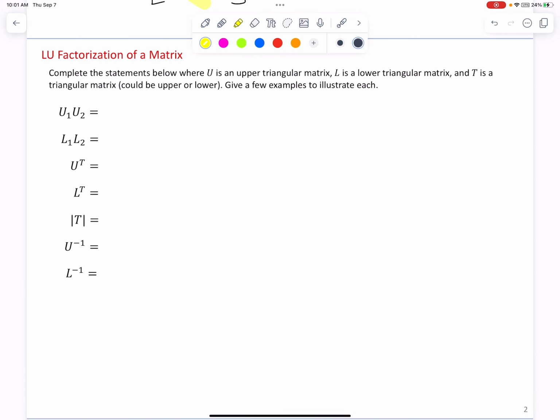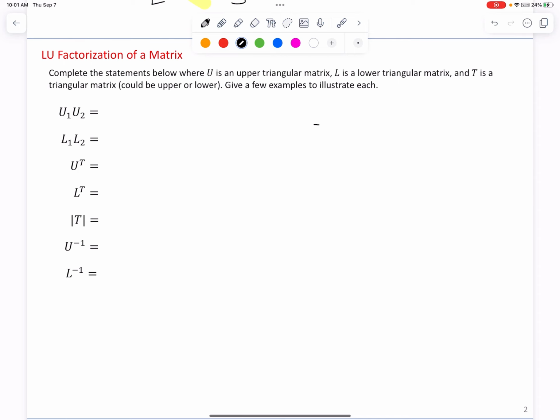Next page. Complete the statements below where U is an upper triangular matrix, L is a lower triangular matrix, and T is just any triangular matrix, could be upper or lower. Give a few examples to illustrate each. So we have an upper triangular matrix times another upper triangular matrix. I'm going to give examples that are 2 by 2, but these examples will generalize to higher dimensions.